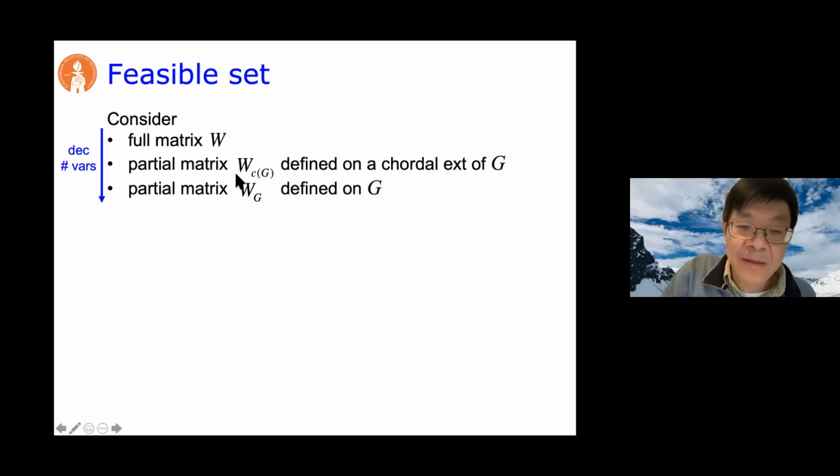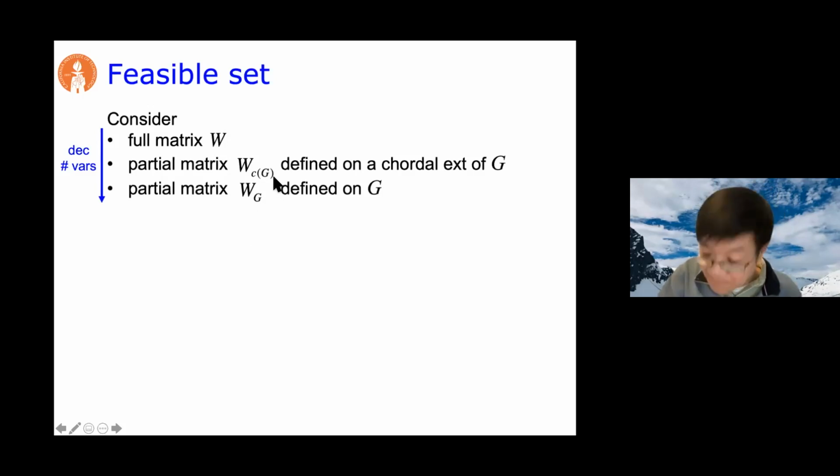So we'll come back to this point later. But given a graph G, you can form the partial matrix WG. You can find a chordal extension C of G, which is some other graph, and you form the partial matrix of that chordal extension. That's WC of G. Each of them you can think of simply as a set of complex numbers. W involves n squared complex numbers. WG involves n plus 2m complex numbers, the number of nodes plus 2 times the number of edges. That's the WG. And WC of G, the partial matrix defined on the chordal extension, has a number of variables that's in between n plus 2m and n squared. Okay. So you look at these three matrices.